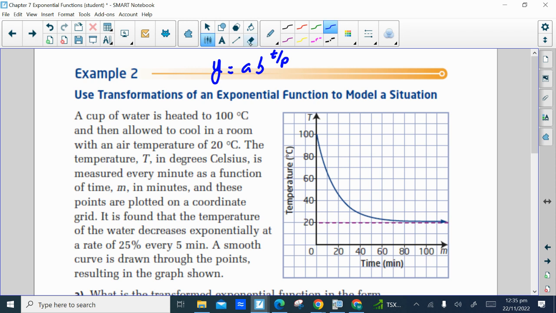Okay, so b is the base, and what we've seen before is that if something is doubling, the base will be 2. If something is tripling, the base will be 3. If something's being cut in half, and in those situations they'll talk about a half-life, then the base will be a half. So the base is the multiplication factor.